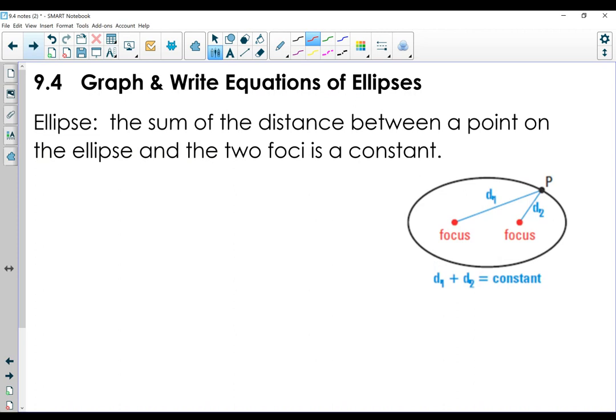So today we're working with ellipses. An ellipse, our definition is that the sum of the distance between a point on the ellipse and the 2 foci is a constant. So here's one focus here, here's the other one over here.